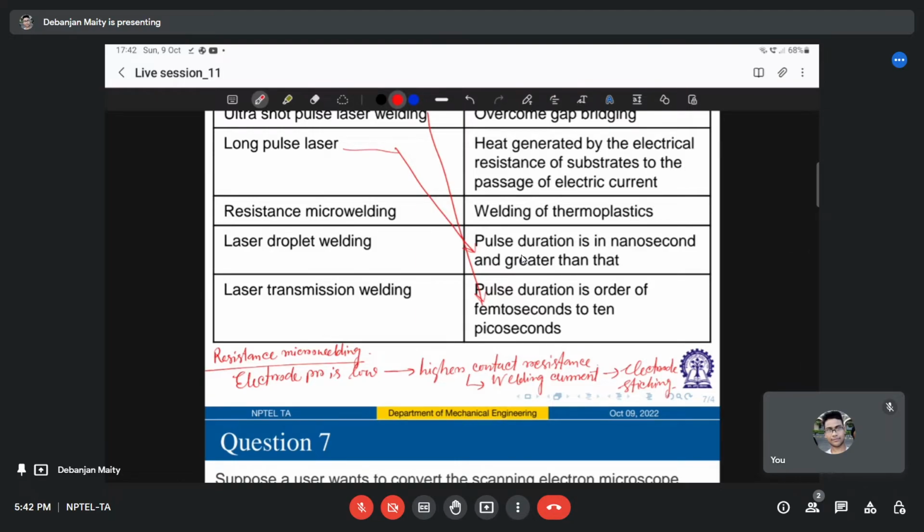And in micro welding, the maximum nugget diameter is about 30% of the electrode diameter. So nugget dia, 30% of electrode dia. Okay.